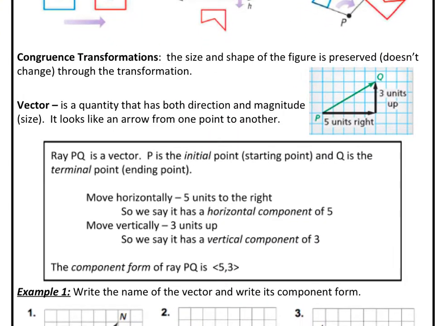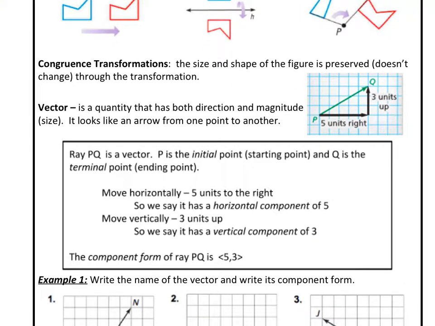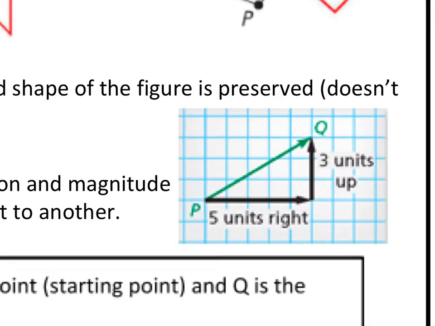Let's talk about a vector. A vector looks like this. It has direction, so a way to go, and a magnitude, how much it's going to go. And it basically just looks like a ray. So this is ray PQ. And remember, our order when we're writing rays is important. Whatever letter or point is the endpoint has to come first. So P comes first and it goes to Q.